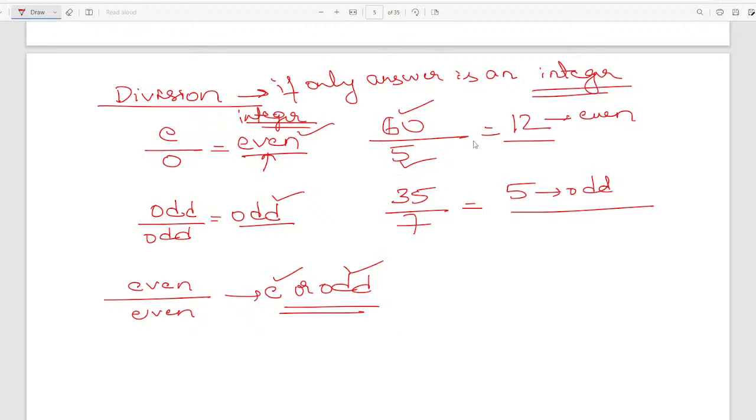60 by 5 is 12. Since this 12 is an integer, this always has to be an even number. And 35 by 7 is an integer, and this integer will be an odd number. I hope this is clear.